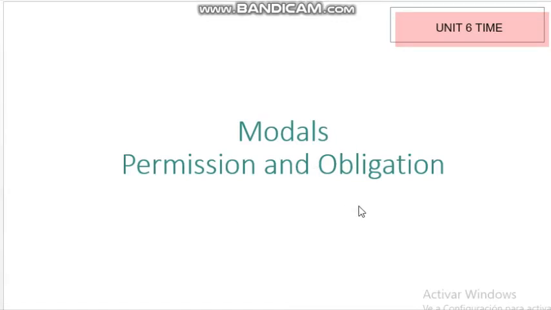To continue with Unit 6, we are going to see modals of permission and obligation. We use modals to show if we believe something is certain, possible, or impossible. We also use them to talk about ability, ask permission, and make requests and offers.